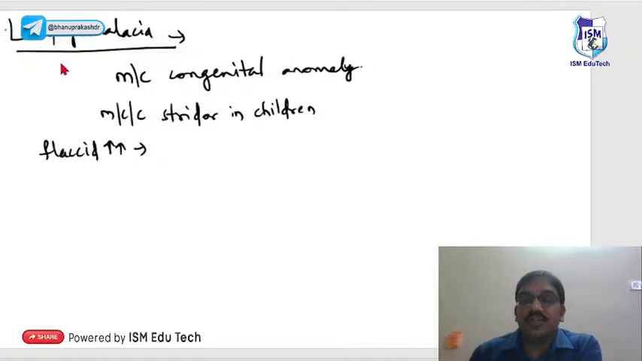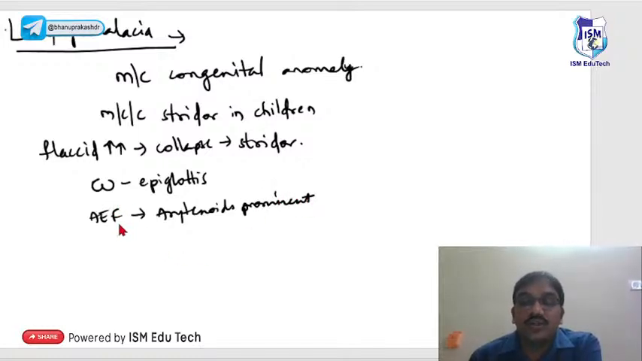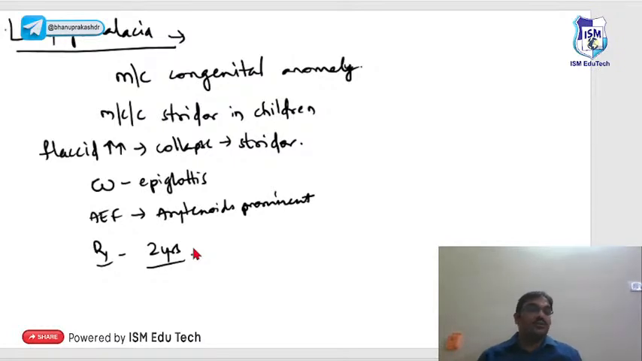So due to flaccidity, there will be collapse of the upper airway and you will hear a stridor. Inspiratory stridor will be heard in these cases. On examination, when you put a laryngoscope and see inside, the epiglottis will be omega shaped. In the periepiglottic folds, if you see posteriorly, the arytenoids will be more prominent. For treatment, you can wait and watch till 2 years. 99% of these conditions will resolve on their own. As the child ages, the ossification process goes on and the cartilages keep getting rigid day by day, and slowly this will get cured on its own most of the time.